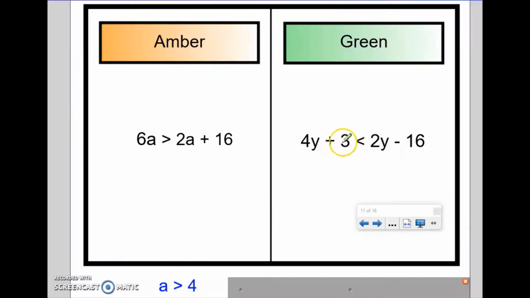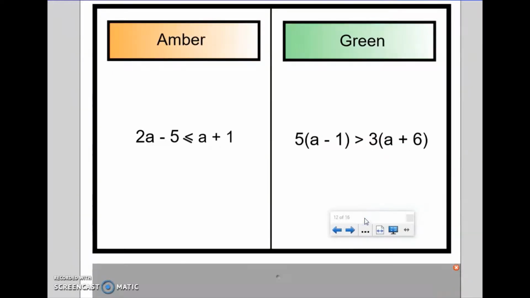Over here, we're dealing with two unknowns. So we've got two y's in the question. So I would subtract 2y from here, at the same time subtracting 2y from this side. I would subtract 3 from here, at the same time subtracting 3 from this side. So I'm going to be left with 2y is less than negative 19, which means when I divide by 2, y is less than negative 9.5. Very well done if you were able to solve that inequality.